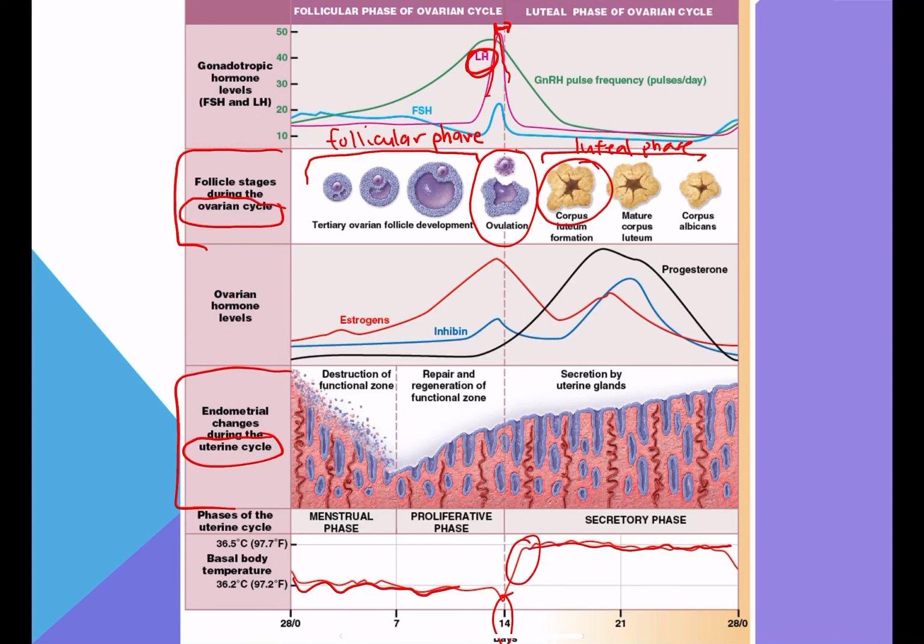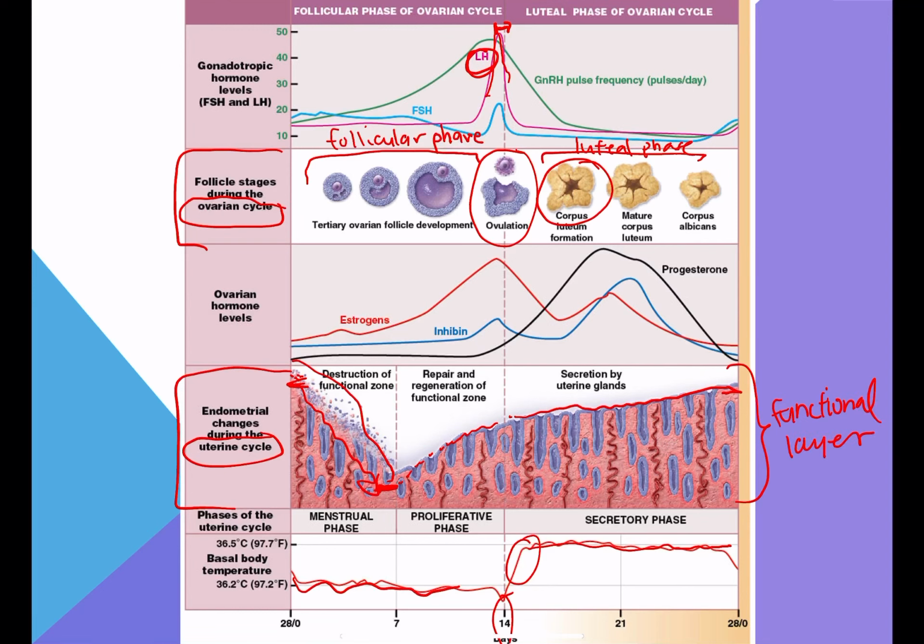Now, this illustrates here the uterine phase. Your menstrual phase shows you the breakdown of your endometrium layer from very thick to now a very thin layer down here. The proliferative phase is when you start to build that layer back up. And the secretory phase is when you're maintaining that thick lining of the functional layer of the endometrium.